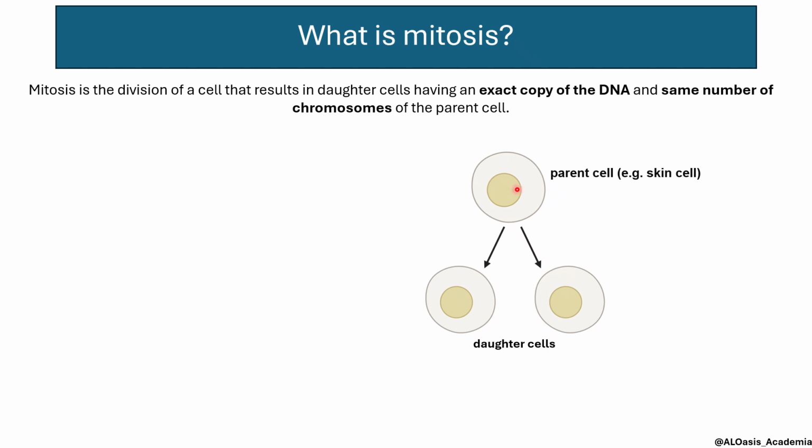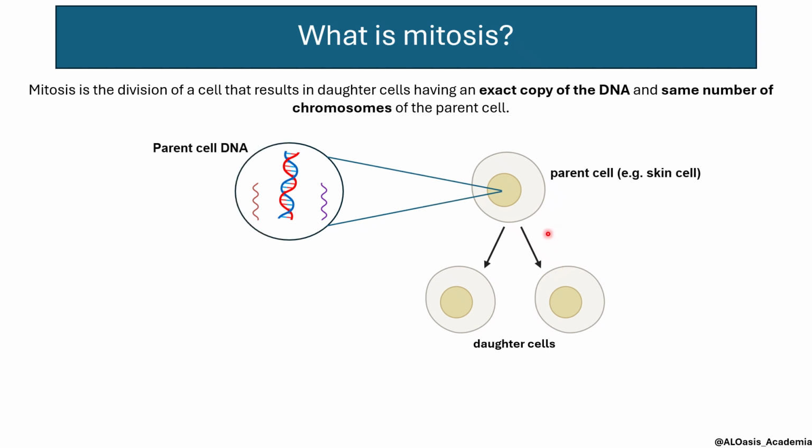Specific terms that you need to learn for this lesson are the parent cell, which is the original cell, for example, in this case, a random skin cell. And then you have the daughter cells, which are the cells produced after the mitosis or after cell division. You need to pay close attention to what happens to the DNA because that's what makes mitosis different to meiosis.